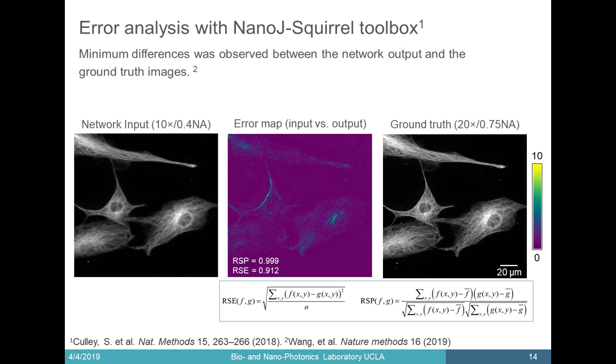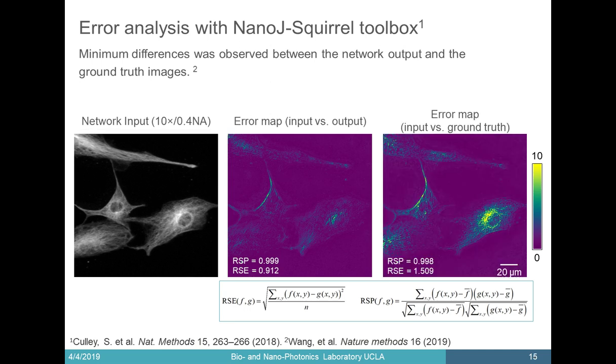To understand the scale of this error, we also calculated the ground truth image against the network input image. In fact, the ground truth image has larger error and lower Pearson correlation coefficient. We think this is partially from the limited depth of field of the high NA objective.